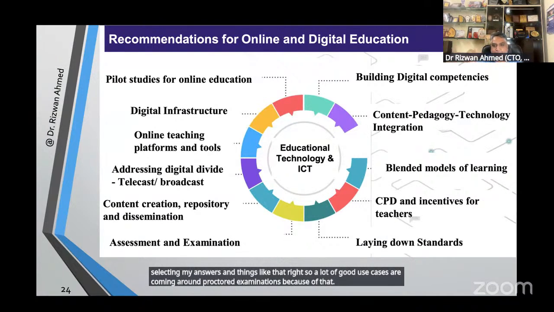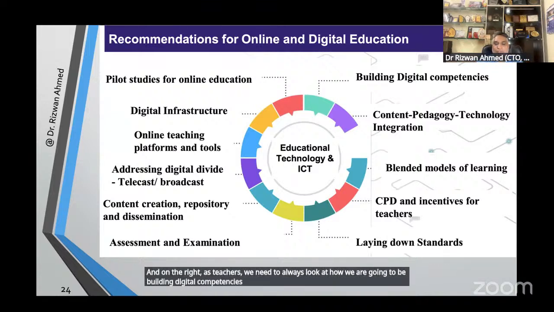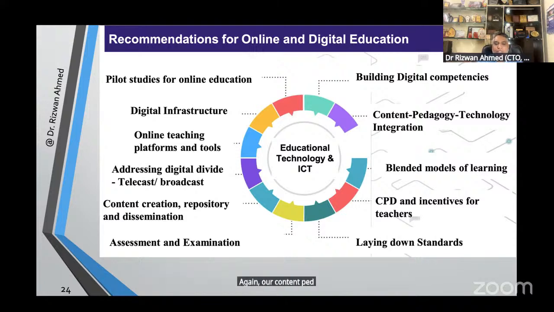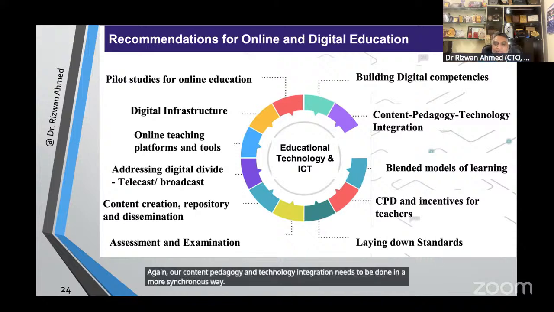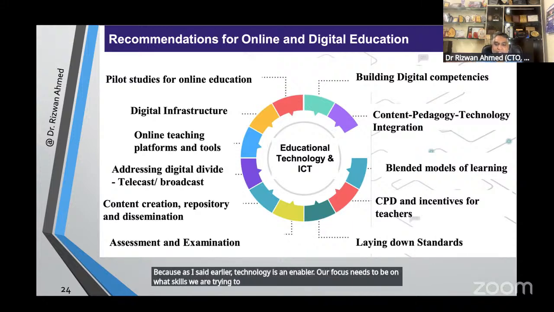And on the right, as teachers, we need to always look at how we are going to be building digital competencies. As instructors and professors, we need to keep learning so that we could basically use this for our benefit. Again, our content, pedagogy, and technology integration needs to be done in a more synchronous way, because as I said earlier, technology is an enabler. Our focus needs to be on what skills we are trying to build. And this enabler needs to help us do this teaching learning process in a better way.